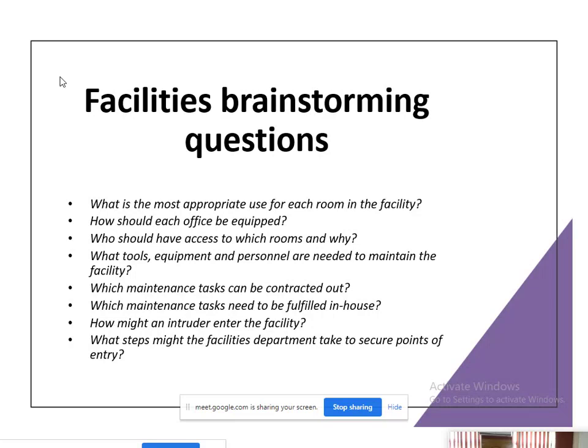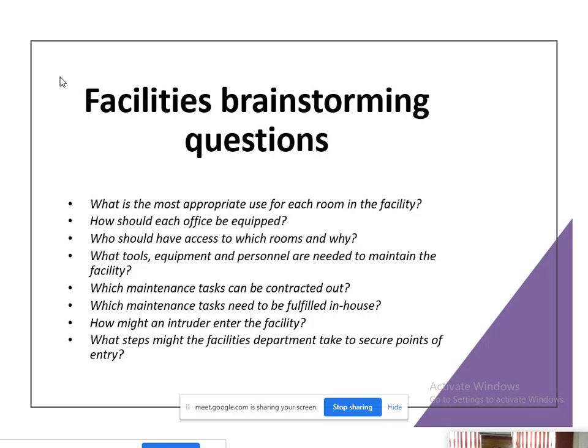So whatever facility we are having, we should keep in mind that we also have proper tools, equipment and personnel to maintain the facility we are providing in the office. Next point is, which maintenance tasks can be contracted out? Which maintenance tasks would we fulfill in-house? Means we should see what needs we have in that office to fulfill.